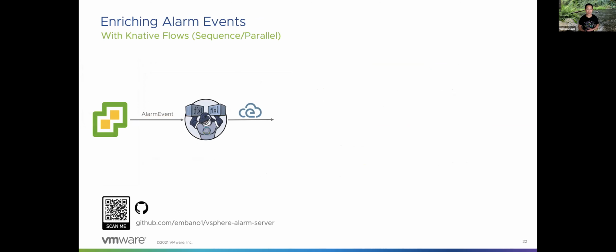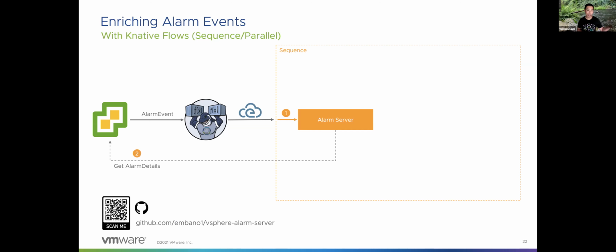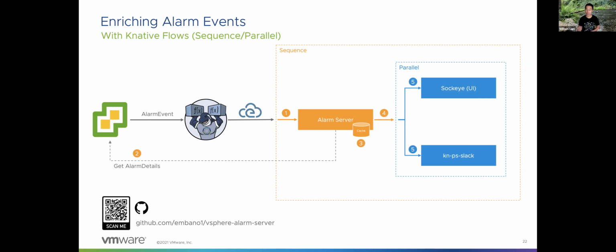In this particular example, we want to do the exact same thing. An alarm happens within vCenter. We transform that into a cloud event. Now we're going to use a technique within Knative called a sequence and a parallel, with a service called an alarm server. It takes that exact same event and automatically pulls more information about it, creating a cache of that information so it doesn't need to constantly go back to vCenter. So it's done in a very intelligent manner. After that, we run a Knative parallel, which sends it both to a Sockeye UI, which lets you visualize that event just for demo purposes, and then to Slack.